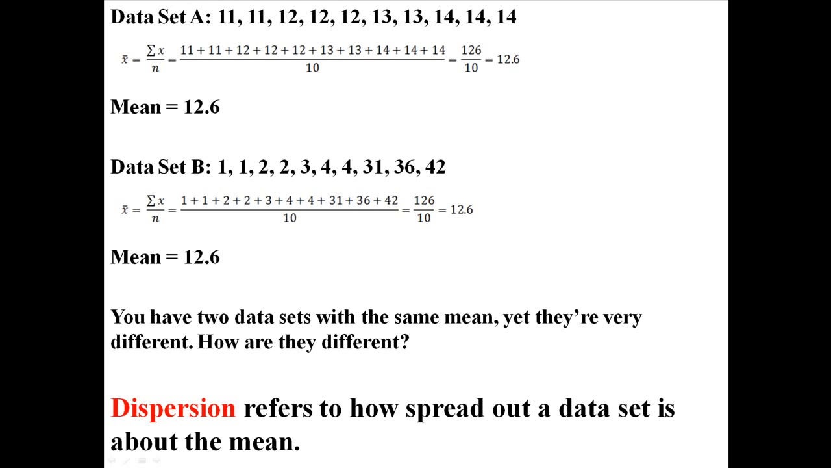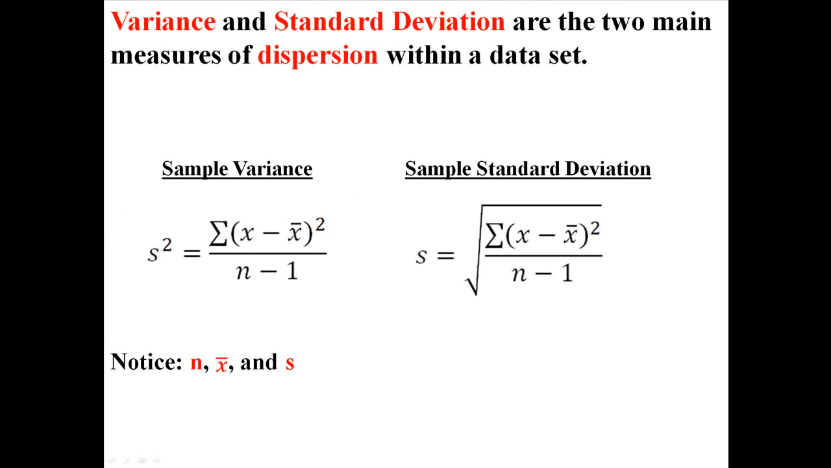Well, they differ by measures of dispersion. Dispersion refers to how spread out a data set is about the mean. So variance and standard deviation are the two main measures of dispersion within a data set.